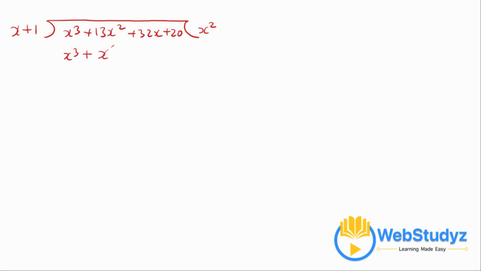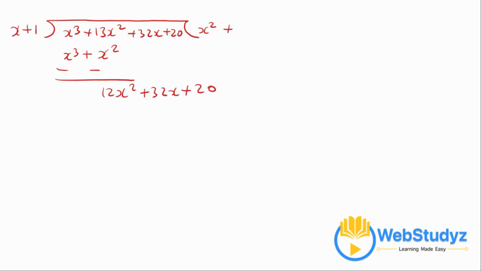So if x plus 1 is a factor of p(x), then we can divide the expression by x plus 1. So this will be x cube plus 13x square plus 32x plus 20. Now dividing it, x square times, this will be x cube plus x square. Subtracting this, we get 12x square plus 32x plus 20.